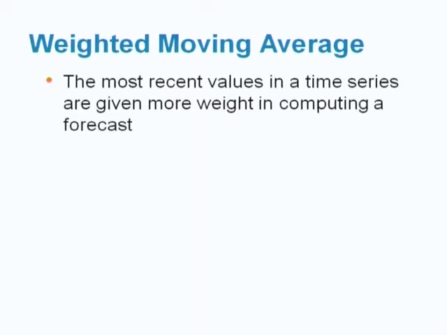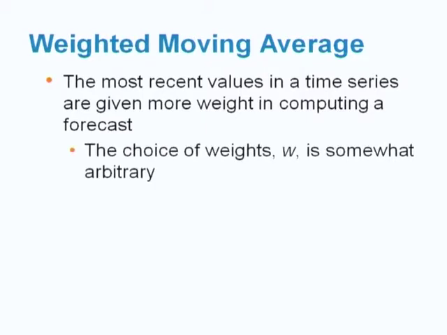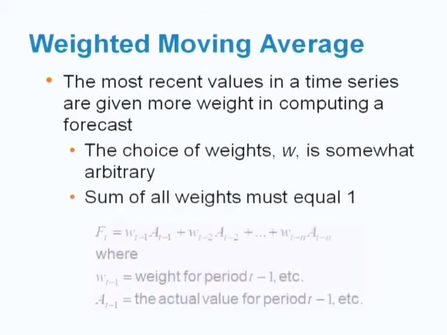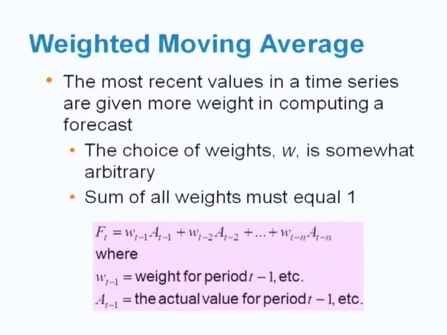Another method in forecasting we call the weighted moving average. The most recent values in the time series are given more weight in computing a forecast. The choice of weight, which we call W, is somewhat arbitrary. The sum of the weights must equal 1. The equation is provided to find F t. It looks like a moving average, but in the weighted moving average, we multiply by W t, the weight for the period corresponding to the actual value for the period at that t.